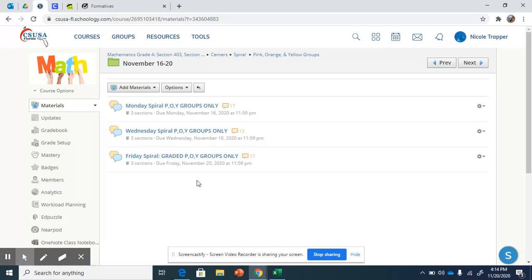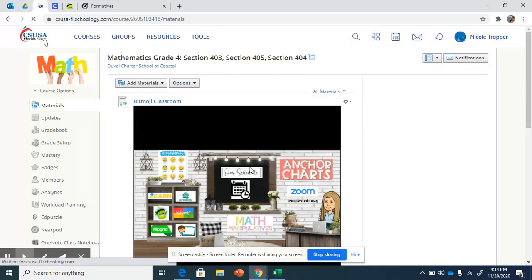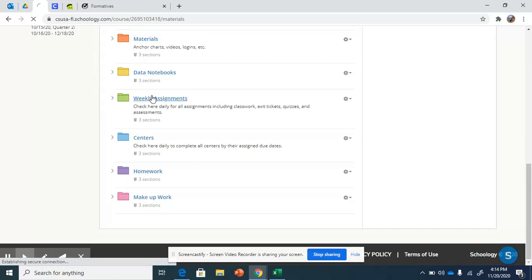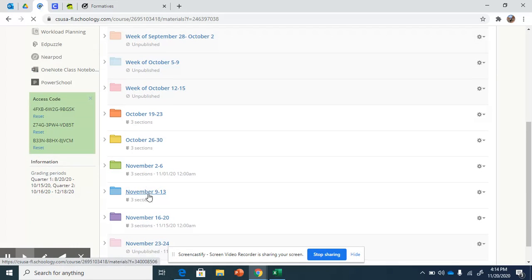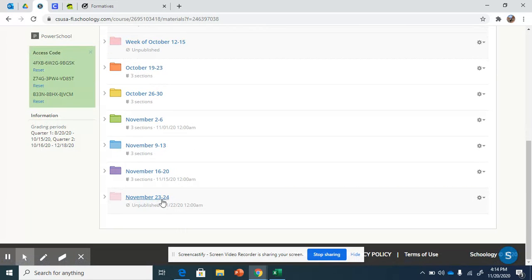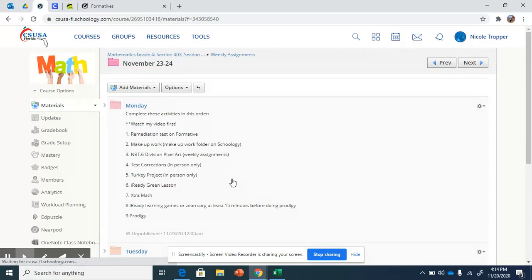So I won't be putting these in the makeup folder, but if you did not get a chance to do them last week, today is the day to do them. Please, please, please make sure I come back and have every single grade ready to grade and be able to put into PowerSchool so we're not having to backtrack after break.